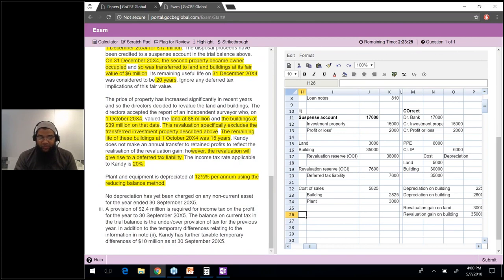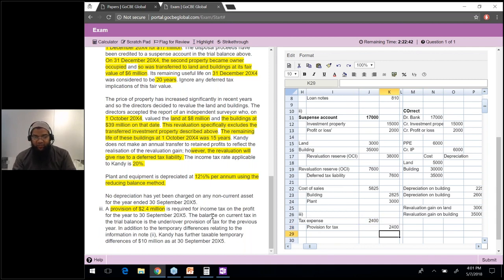The question says that no depreciation has yet been charged on any non-current assets for the year ended 30th September 2025, so we have charged the depreciation. Now the question says that a provision of 2.4 million is required for income tax on the profit for the year to 30th September 20x5. So a provision of 2.4 million means current tax. I'm writing an entry as adjustment number 3: tax expense debit, and the provision for tax credit by 2,400.